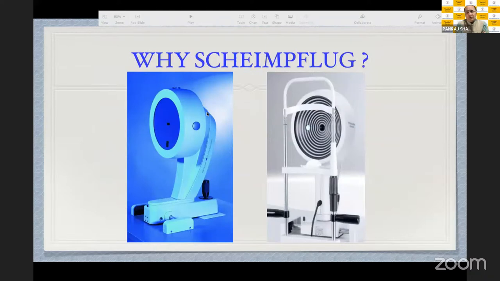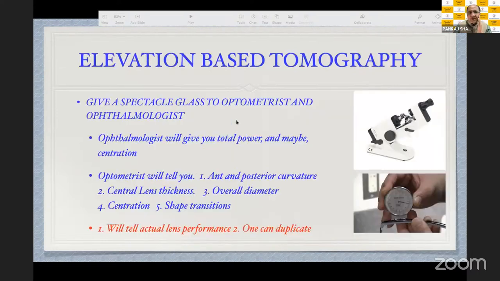Now, why Scheimpflug? We have basically two types of topographs in which we see the shape of the cornea, the topography of the cornea. Basically, the one which we have been used to using over the years since the inception of keratometers was Placido disc based, which means that some rings are projected on the anterior surface of the cornea, and how this image is formed is recorded, and from that the curvature of the cornea is then calculated.